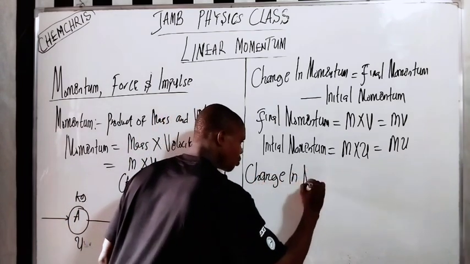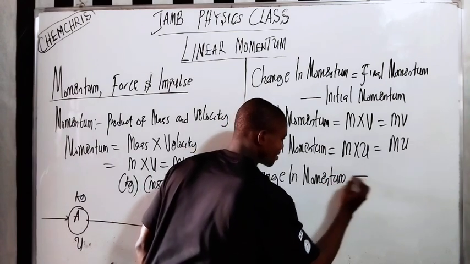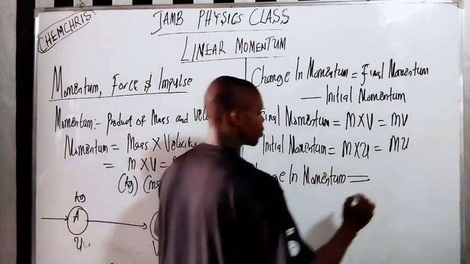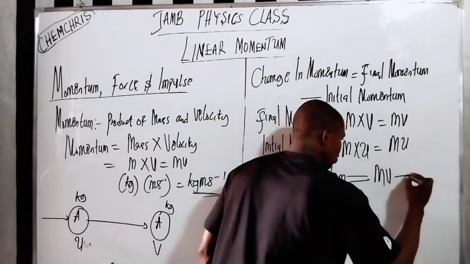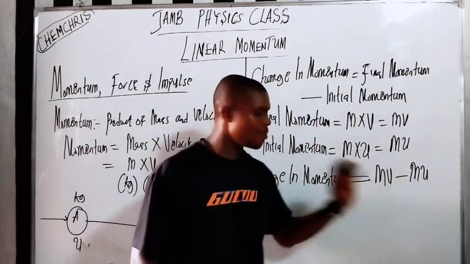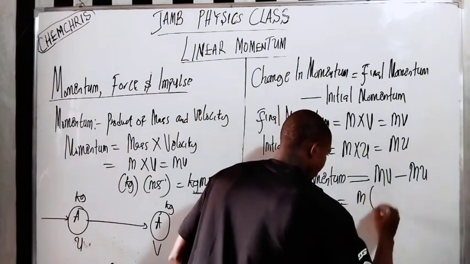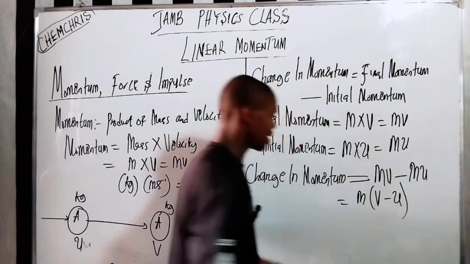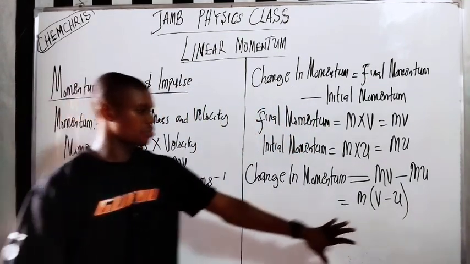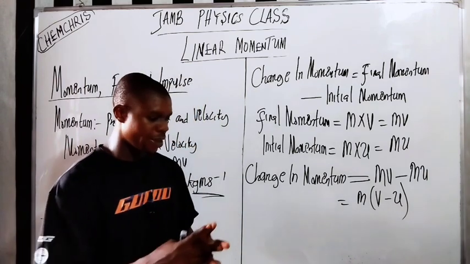So my change in momentum is equal to final momentum mv minus initial momentum mu. Right there. Since m and m are the same, I can factor m out. So it's going to be m(v minus u). Can you see that? As easy as that. That is it. So this is my change in momentum.